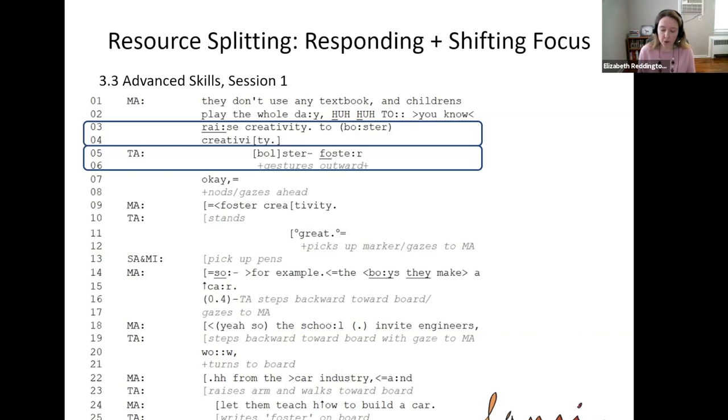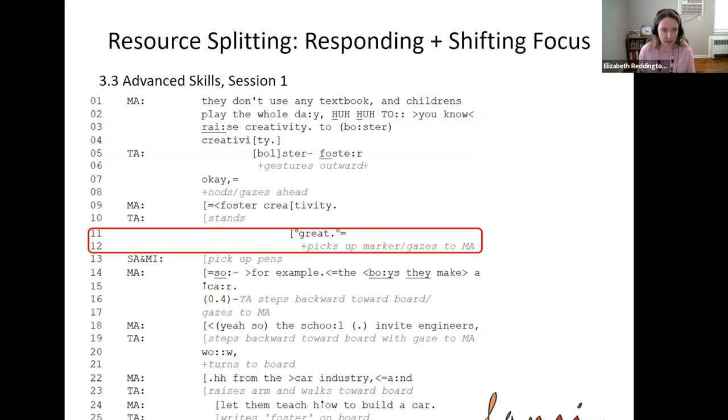The teacher proceeds to do more than correct Maya, however. She also endeavors to make this phrase an object of pedagogic focus for the whole class. So her positive assessment, "great," in line 11, now we'll look down there, not only validates Maya's repair, but also marks the phrase as worthy of note. And as the teacher utters this assessment, notice that she also stands and picks up her marker, as seen in line 12.